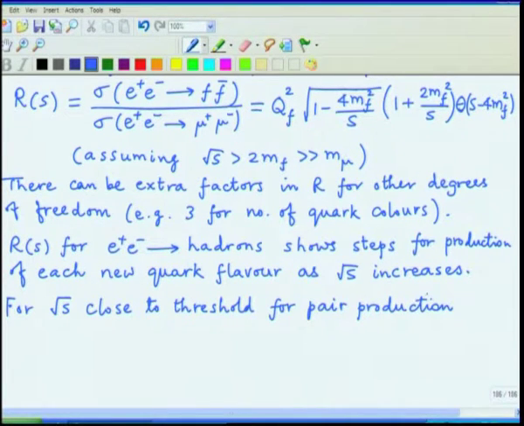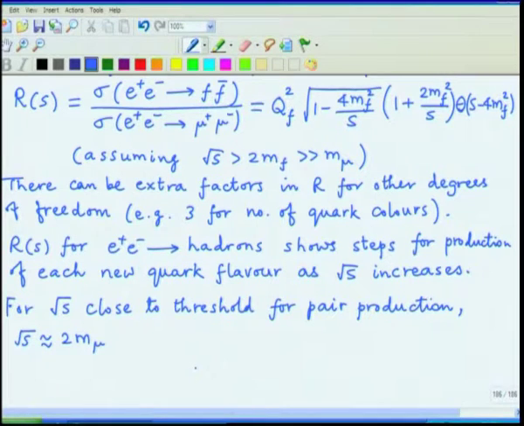Okay, again take the complete expression. The electron mass is still negligible, but we will keep the muon mass finite and see what happens. And in this particular case, root S is roughly equal to 2 m mu.